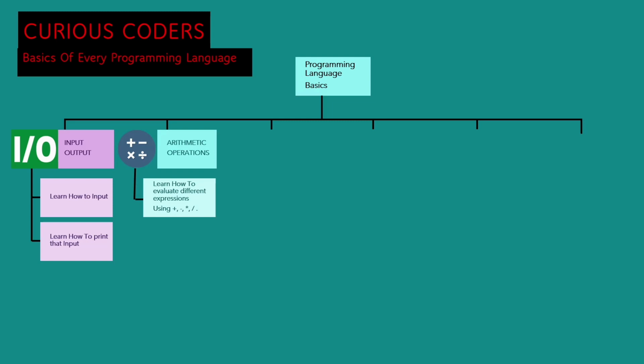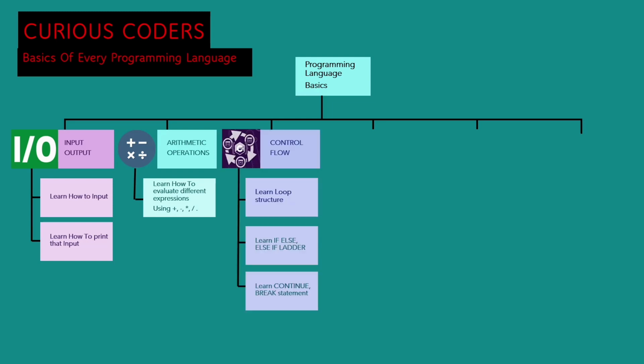Now let's move further to control flow statements. Basically, control flow statements are used to monitor the flow structure of how the program works. It includes three different things: looping, if else conditions, and continue and break statements. Looping means you know how for loops work: for each, while loop, do while loop, to iterate something continuously.